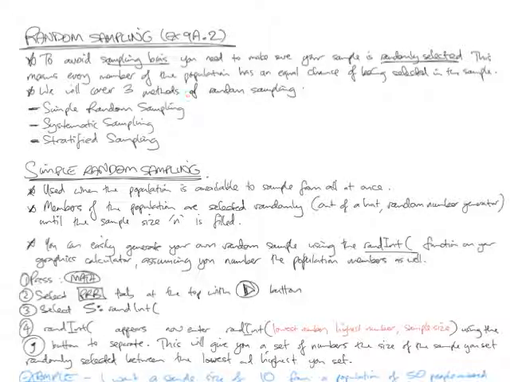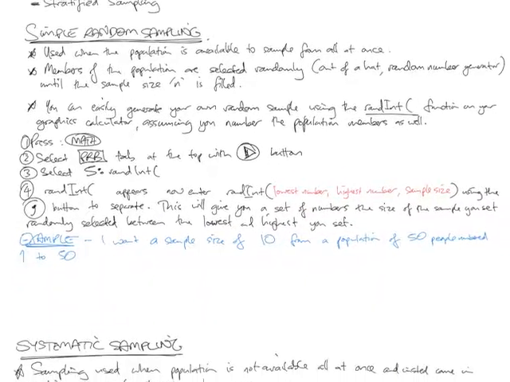So there's three main methods that we're going to cover for random sampling in different situations. There's simple random sampling, systematic sampling, and stratified sampling. So we're going to go through those one at a time.